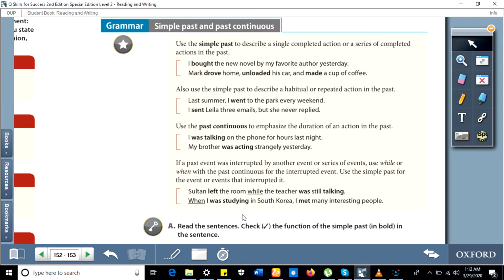This is Level 2, Q Skills, Unit 7, page 153, section Grammar, and the topic is simple past and past continuous.